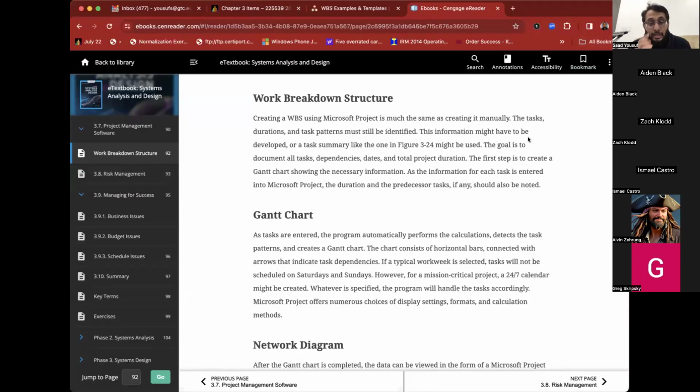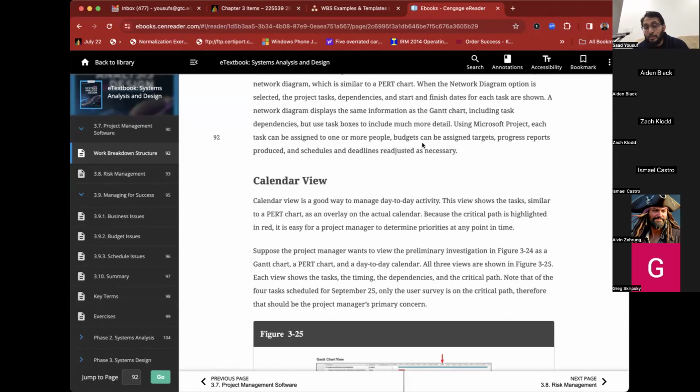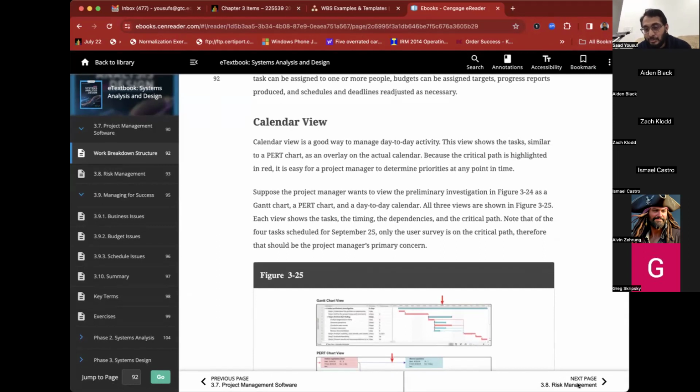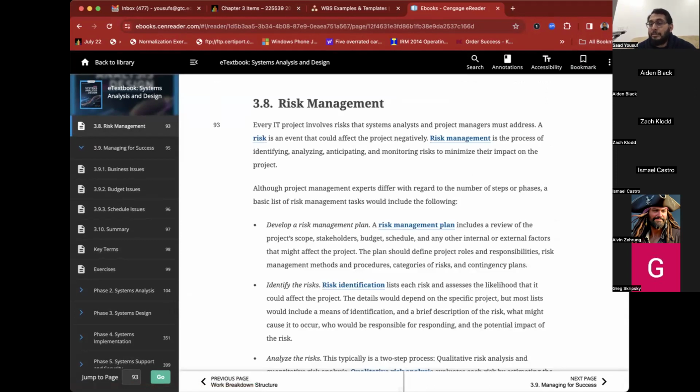Okay, so we are now moving to page number 92, which talks about the work breakdown structure as one component. You guys already looked at that. You looked at the Gantt chart. You looked at the network diagram. And now that you've looked at how Microsoft Project does things, you can definitely walk into that and learn more about how Microsoft Project works, and what are some of the things you can do with it. And there are other products out there in the market that you can also utilize.